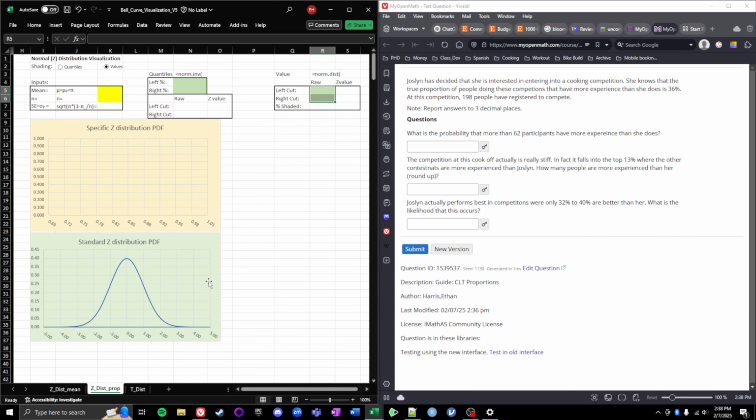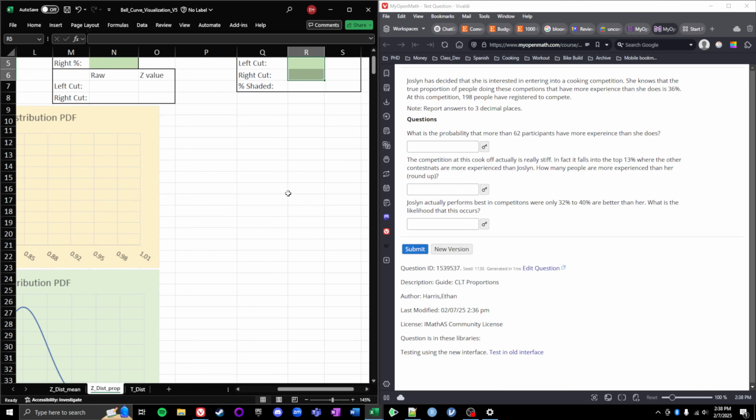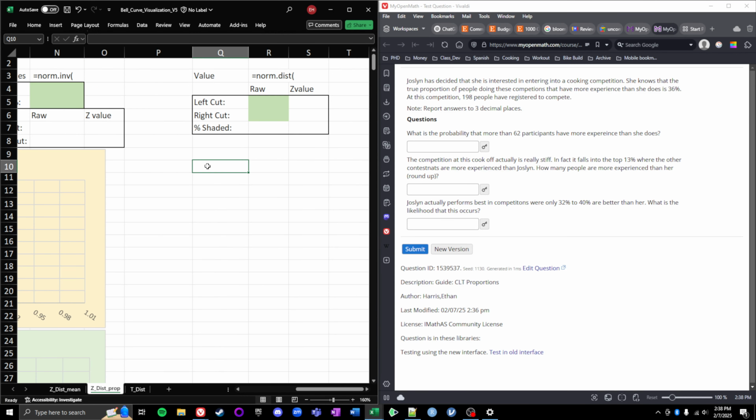Let me start off with a little bit of a refresher, over here in some white space. Remember when we were doing our z equation, we set it up where z equals x bar minus the population mean divided by the standard error. And we also wrote that standard error as the original standard deviation divided by the square root of the sample size, lowercase n.